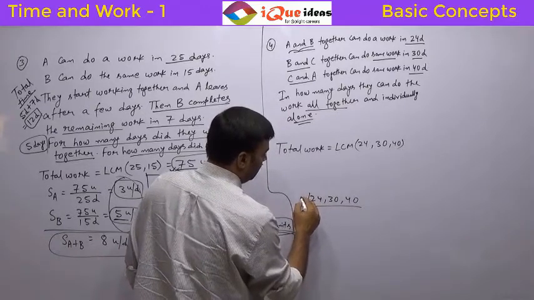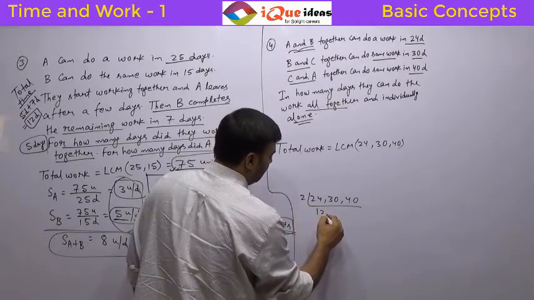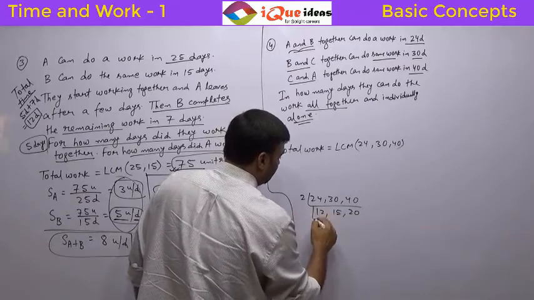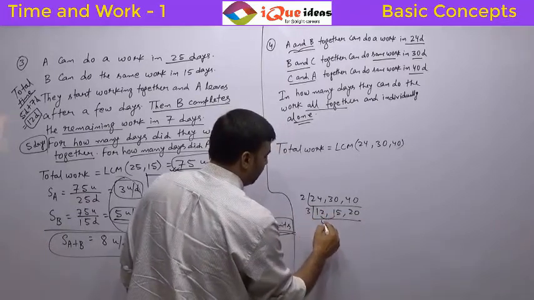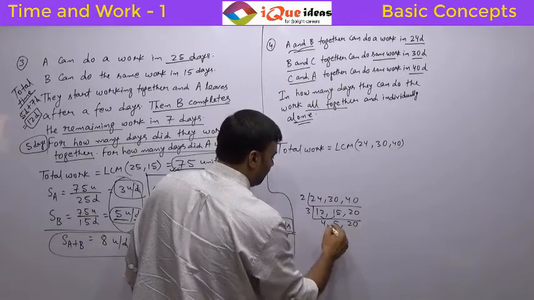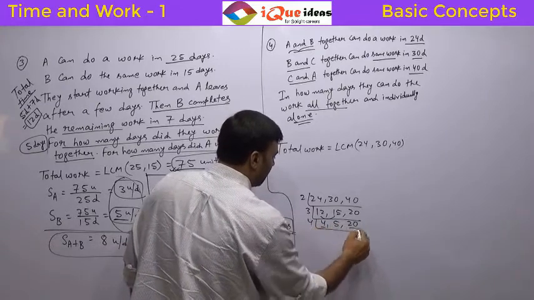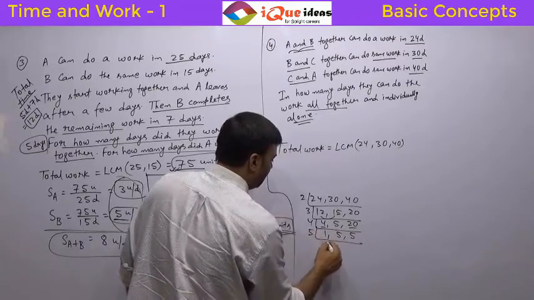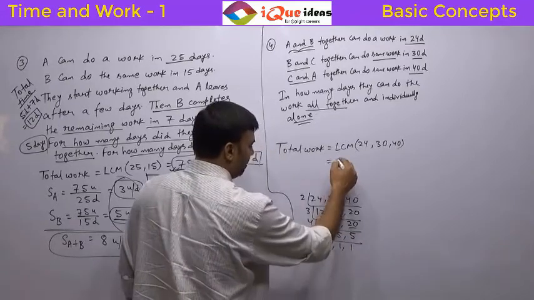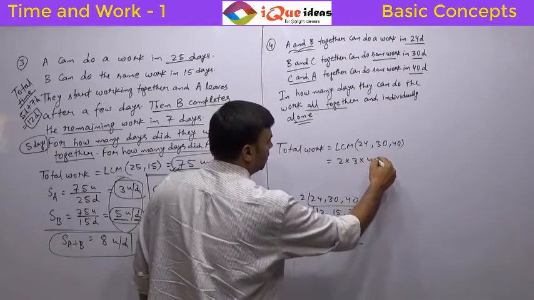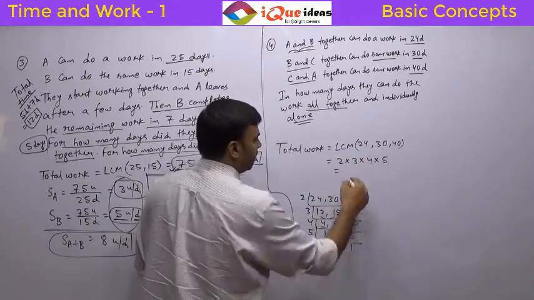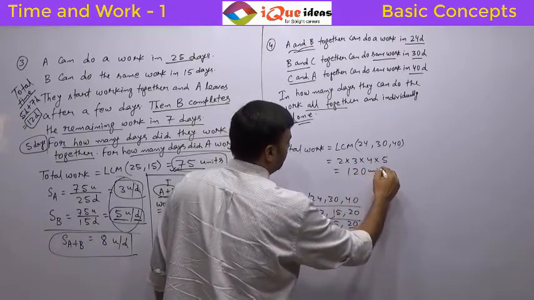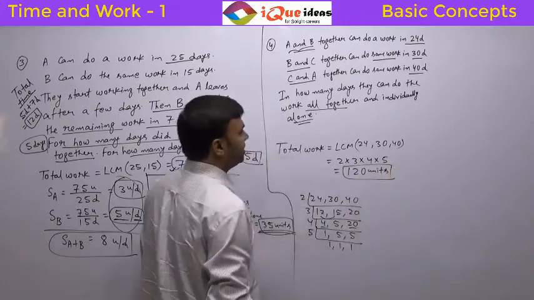Take 2 common. So it is 12, 15 and 20. Then take 3 common from these two, so you'll get 4 and 5. This will remain unaffected. Then take 4 common from 4 and 20. You'll get 1, 5, 5. And then finally take 5 common. You'll get 1, 1, 1. So the LCM will be 2 into 3 into 4 into 5, which is equal to 120 units. So we have got 120 units as the total work.